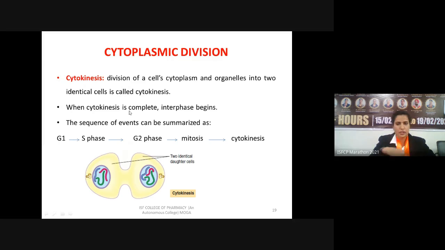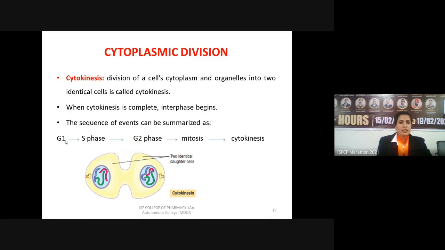Hence, we can say the sequence of events can be summarized as: firstly, the G1 phase occurs, followed by the S phase, then the G2 phase, then the mitotic phase, and at last the cytokinesis. Now let's revise it. What happens in G1 phase? The cell gets ready for the metabolic activities. The centrosomes will start replicating.